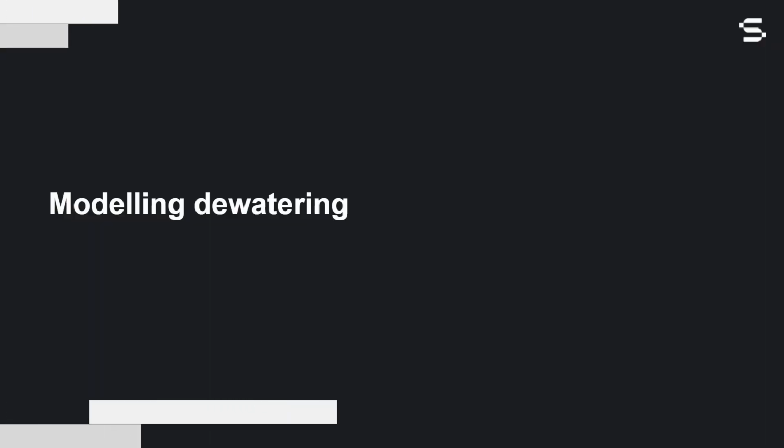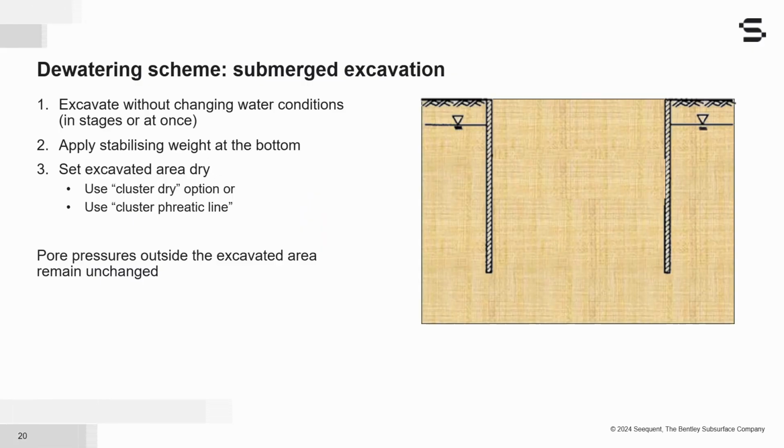So let's move forward to modeling dewatering. If we're talking about dewatering of an excavation, which is the topic that we're discussing today, we can start with the example of submerged excavation. Now, in this example, we will excavate our deep excavation without changing any of the water conditions. So we can do the stage construction all in one go.